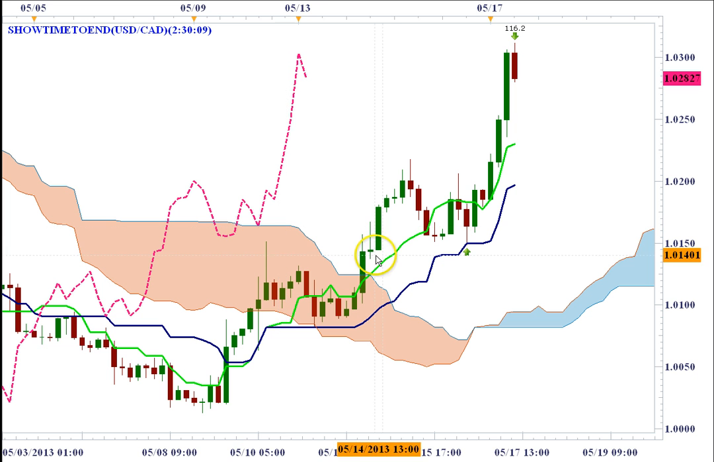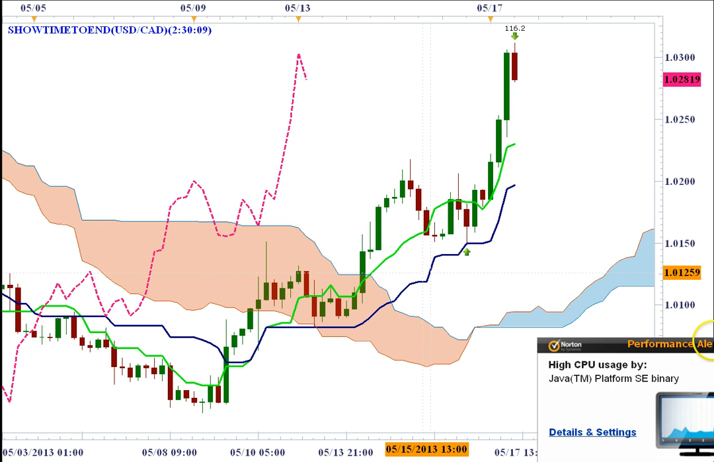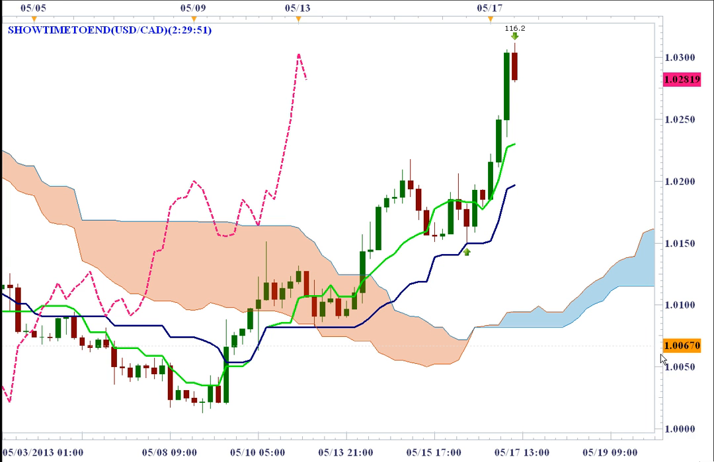The components of this system are the Tenkan-sen here, which is going to be the light green line. So remember these lines. The Tenkan-sen, it's light green. Your Kijun-sen, it's going to be the dark blue line. Your Chikou Span, which is going to be this pink line here, the dotted pink line, the dashed pink line, and then your Kumo cloud, which consists of lines on that also.